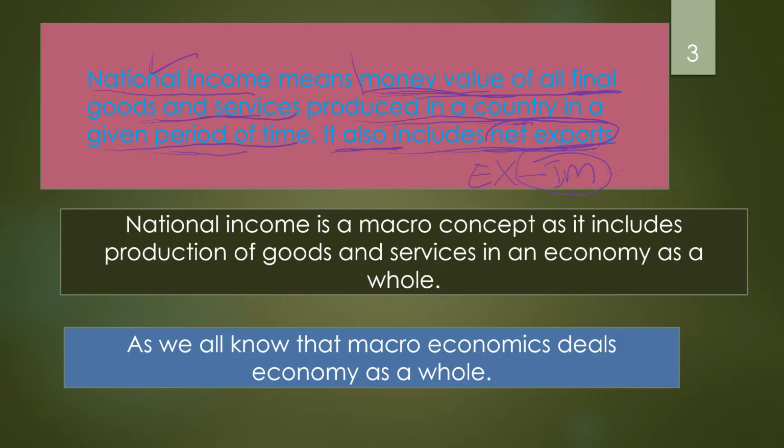As national income, we consider the goods and services produced in the country or in an economy. Then national income becomes a macroeconomic concept. Why is national income a macroeconomic concept? As it includes the production of goods and services in an economy as a whole. And we know very well that macroeconomics deals with the economy as a whole, and national income is related to the economy as a whole. So national income becomes a macroeconomic concept.